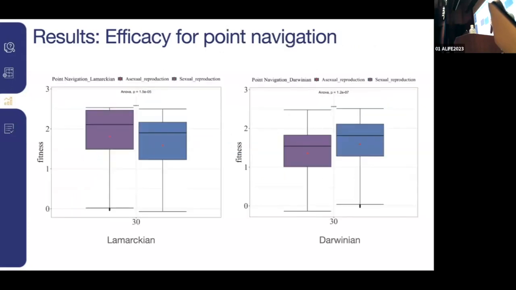Second is efficacy data for the point navigation task. These two plots show the fitness value at generation 30, so the last generation. From these two plots, we can see that the Lamarckian asexual method has the highest mean and max fitness value among these four combinations.